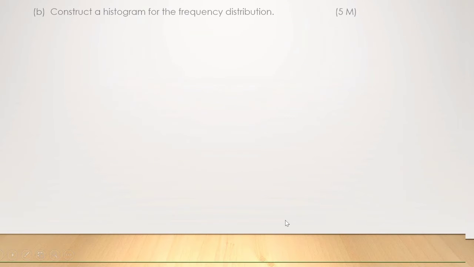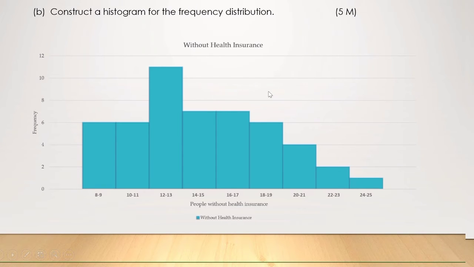The next question: construct a histogram for the frequency. So this is our histogram. Usually a histogram is just like a bar chart, but we don't have any space in between the bars. The x-axis will be the class limit, while the y-axis will be the frequency. We just plot each bar depending on the frequency of each class. For example, the first one is 6, the second one is 6, followed by everything else. So this is our histogram.